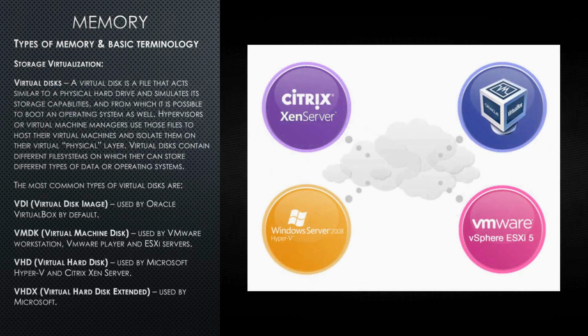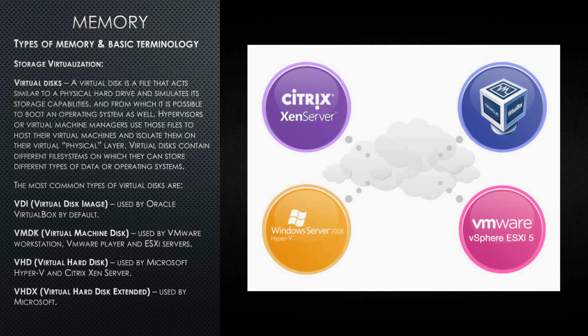Next, we have virtual disks. A virtual disk is a file that acts similar to a physical hard drive and simulates its storage capabilities, from which it is even possible to boot an operating system as well. Hypervisors or virtual machine managers use those files to host their virtual machines and isolate them on their virtual physical layer. Virtual disks contain different file systems on which they can store different types of data or operating systems.